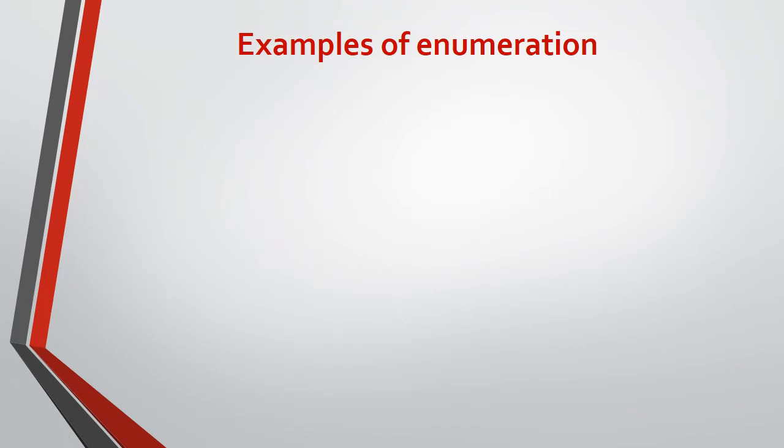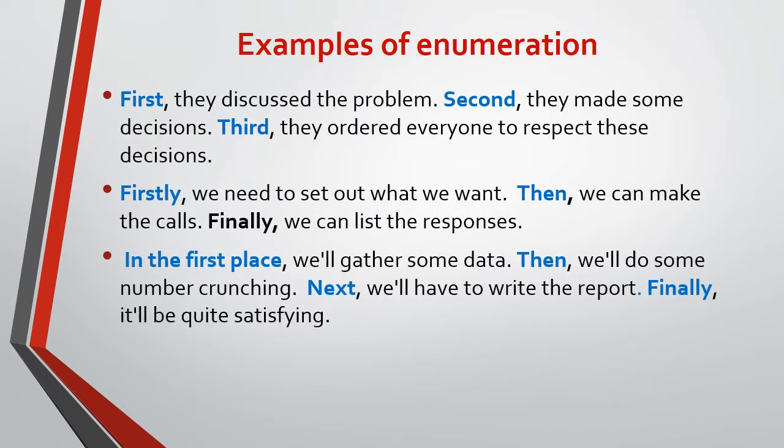Here are some examples of enumeration. Example 1. You see this is a passage which consists of some sentences. At the beginning of each sentence, there is a conjunct of enumeration. First, they discussed the problem. Second, they made some decisions. Third, they ordered everyone to respect these decisions.